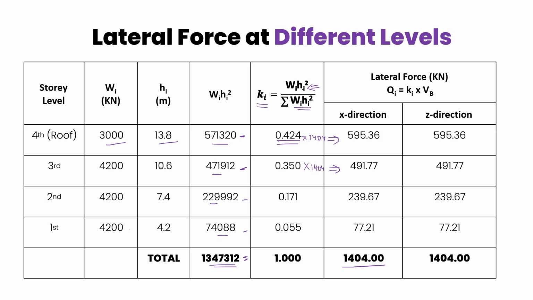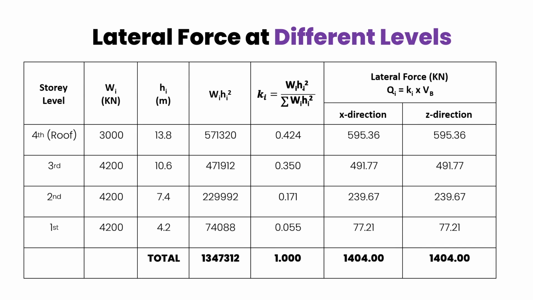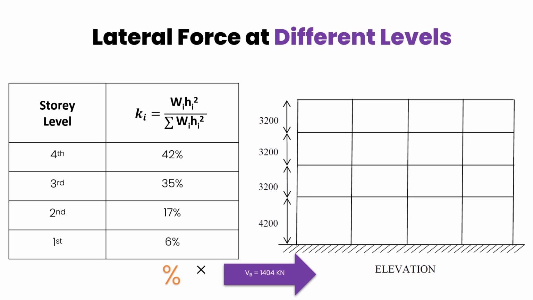So let's see it from a little bit of a different lens. We had the value of Ki at different levels and we have the value of VB, which is 1404. Simply multiplying these two, we get the lateral forces at different levels. So this equation can simply be turned into this, where the Ki values are 42%, 35%, 17%, and 6%. So 42% of the entire VB is going to be this value, 35% of the entire VB is going to be this, 17% of the entire VB is going to be this, and 6% of the entire VB is going to be this value.